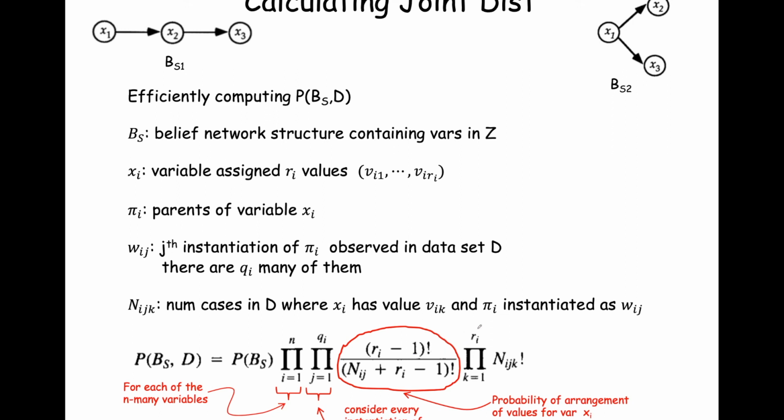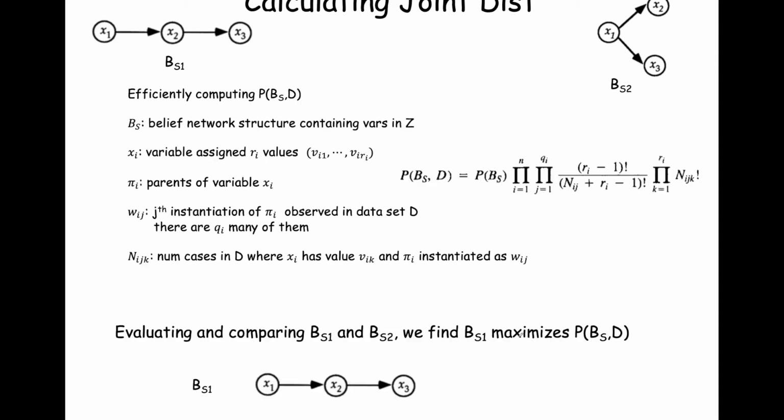All right, and so the probability of arrangement for values of a variable and its parents is what this ratio gives you. And this is the number of cases where it has its case value. All right, and so essentially then, when you evaluate and compare Bayesian network structures, you're trying to find that Bayesian network structure, for example, is it Bayesian network structure 1 or Bayesian network structure 2, that maximizes this joint probability between each of the Bayesian network structures and the data set. Okay.